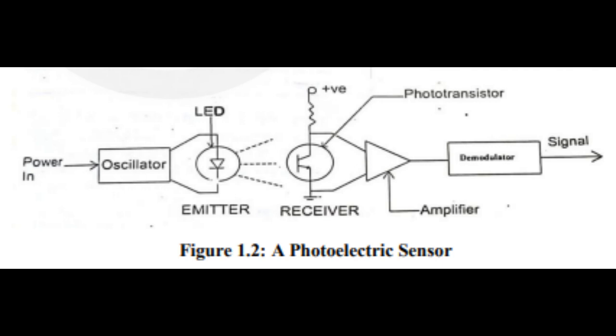A photoelectric sensor system comes with an oscillator that modulates, or pulses, the LED on and off at very high frequencies. The receiver is tuned to the same frequency, which allows it to differentiate between light from the emitter and ambient light.